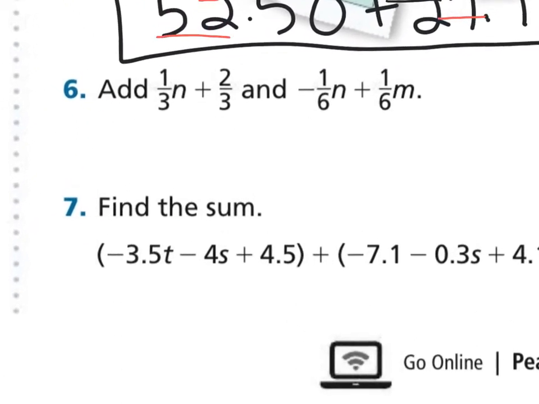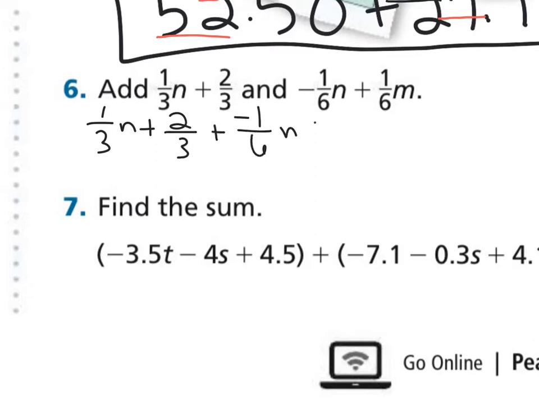If we look at number 6, we've got some n terms, some m terms, and some constants. They want us to add these together. So technically, if you wanted to write out first, we got 1/3 n plus 2/3 plus negative 1/6 n plus 1/6 m, just to show we're adding those together. Then it's just a matter of getting our like terms together. Alphabetically, m would come first here, so we only have one m term, so we could put that first, would just be 1/6 m.